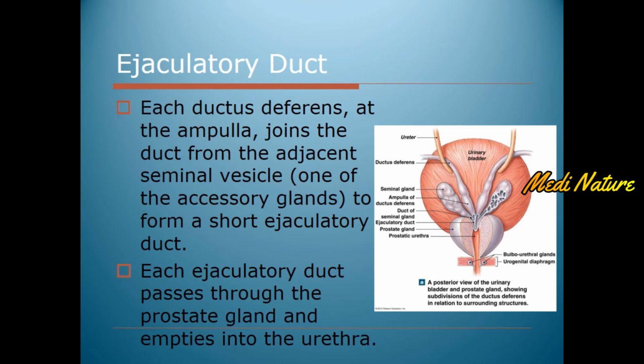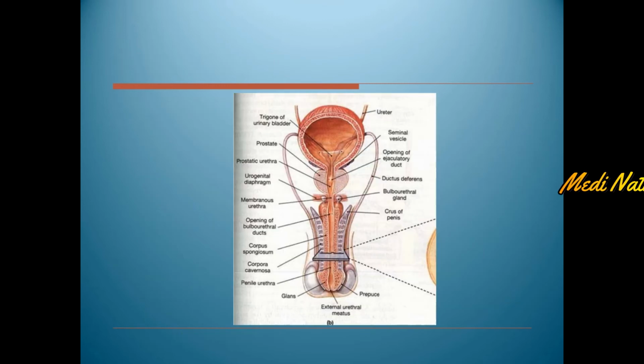The next part of the duct system is the ejaculatory duct. Let's see how it is formed. Each ductus deferens at the ampulla joins with the duct of each seminal vesicle and forms a short ejaculatory duct. Each ejaculatory duct passes through the prostate gland and then empties or opens into the urethra. This picture shows how this ejaculatory duct is formed.